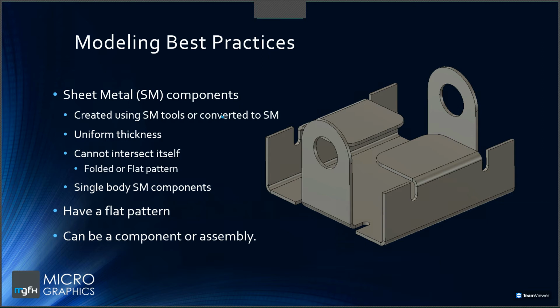So the example on the right here, we have those two flanges that bend back inwards to the middle of the part. If those flanges were too long and they touched in the center, or even worse, overlapped in the center, it would be impossible to open up that part to create the flat pattern.